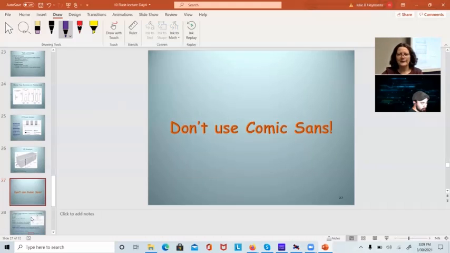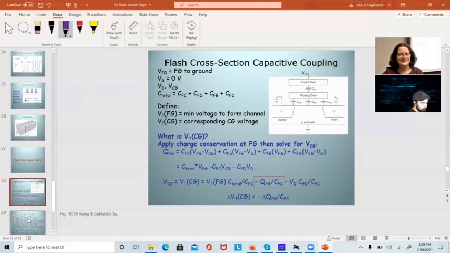No, I did put that in there. There's a reason why. I didn't make this slide, honestly. And I can't change the font on it. I'm okay with Comic Sans. What do you not like Comic Sans for?